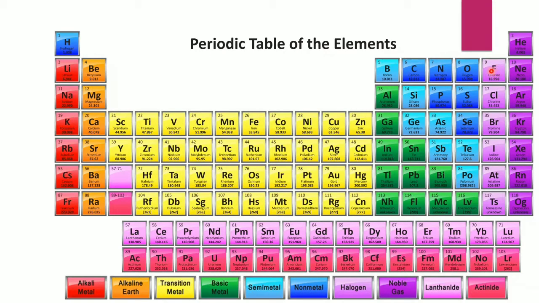On the left side of the periodic table are normally metals, and metals are good conductors of heat and electricity. On the right side of the periodic table, normally we have the non-metals. Non-metals are poor conductors of heat and electricity. The metals and the non-metals are separated by a zigzag line, which you can see here in light blue. The elements in the light blue column are called semi-metals, also known as metalloids.